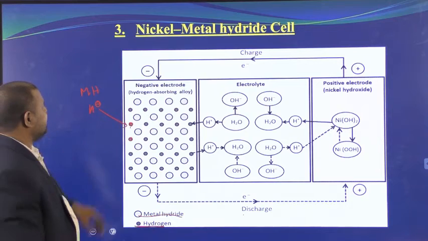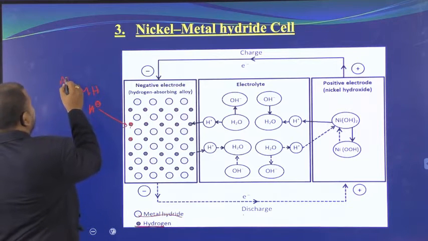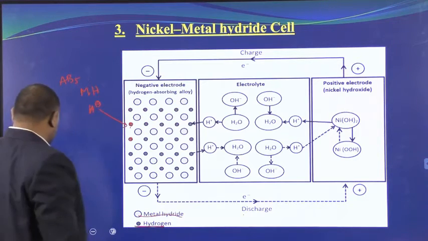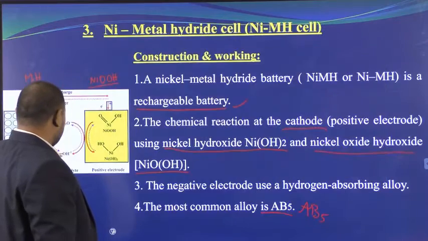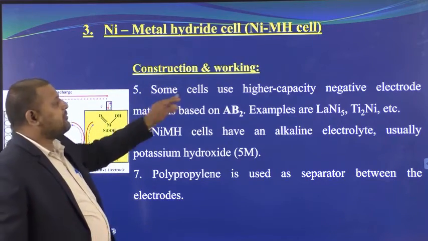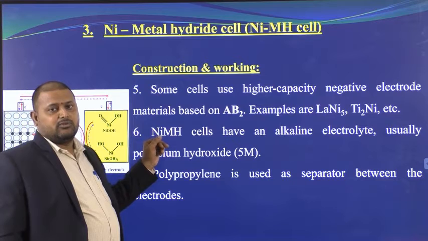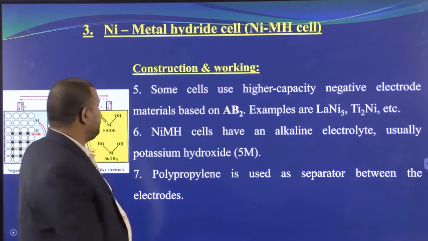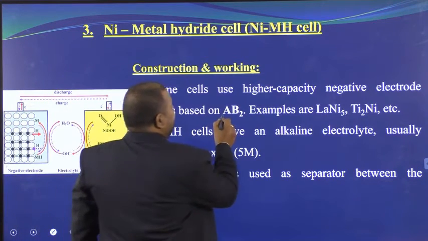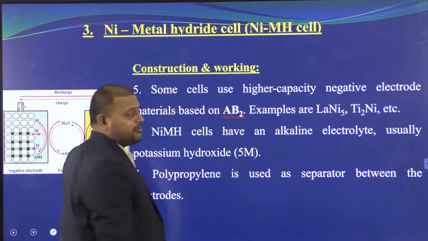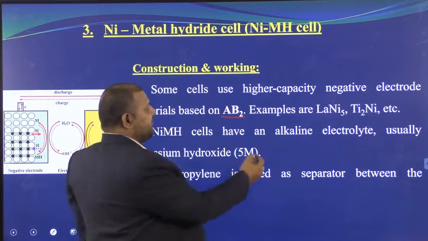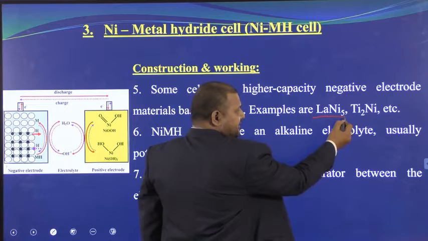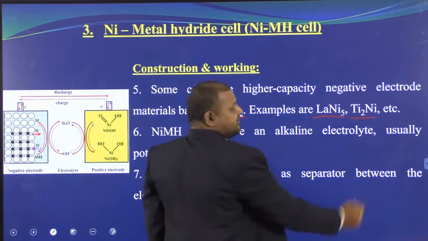So generally we will be having the AB5 formula. I will show you the examples slowly. See in the next slide, what are the examples for this? Which one can be used? Sometimes we also use AB2 type instead of AB5. Examples are lanthanum nickelate and titanium nickelate.